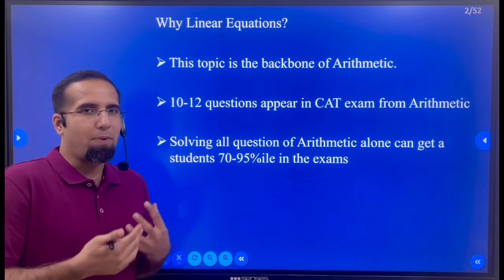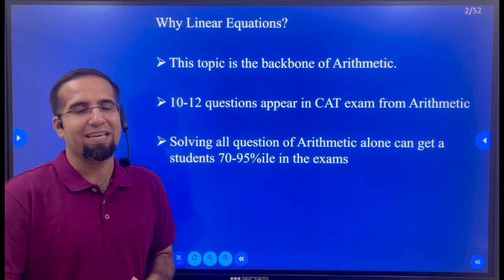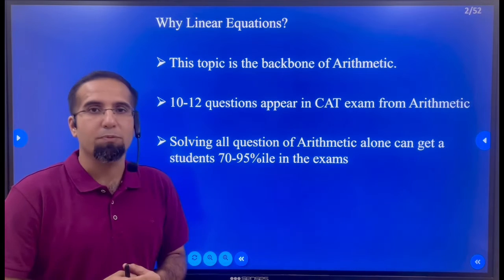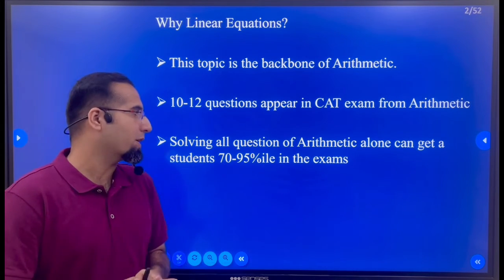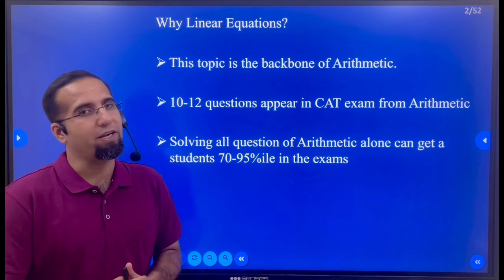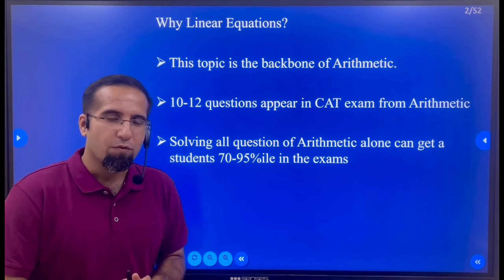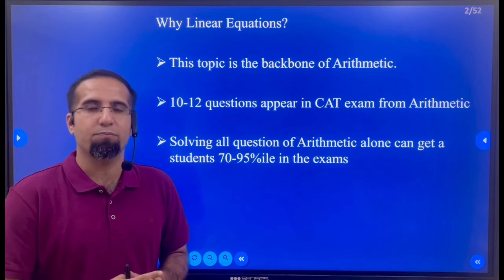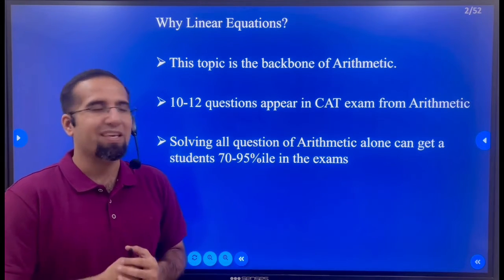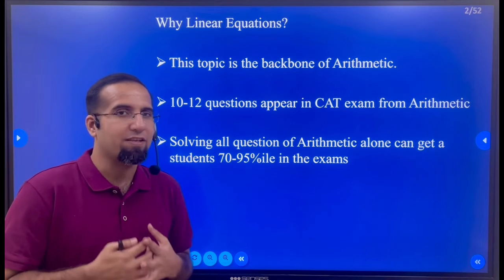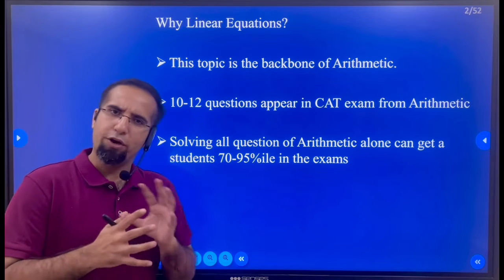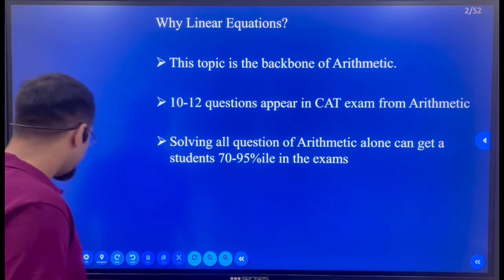Now, over the past 10 years of my experience of writing CAT, understanding these examinations, and solving all the questions of arithmetic, which means becoming James Bond of this topic, can help you get a minimum of 70 percentile to a maximum of 95 percentile in these examinations. Out of 4 important units of quant, if you are able to solve one unit perfectly, it can help us get 70 percentile if the exam is very easy, and around 95 percentile if the exam is moderate to difficult level altogether.